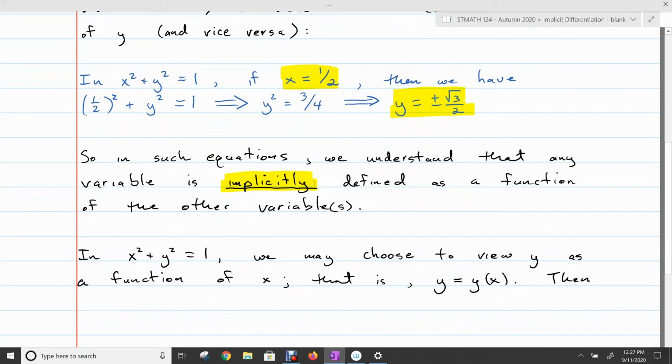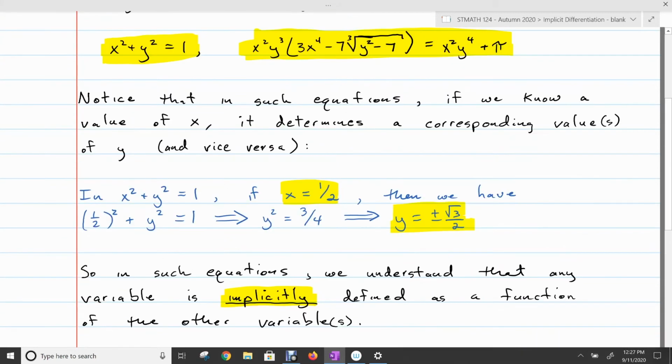So that's a subtle point. Let me repeat it. In equations involving two variables, x and y, like we have at the top of the screen there, substituting a value of x determines a value of y that would satisfy that equation. That means that each of those equations defines y implicitly as a function of x.